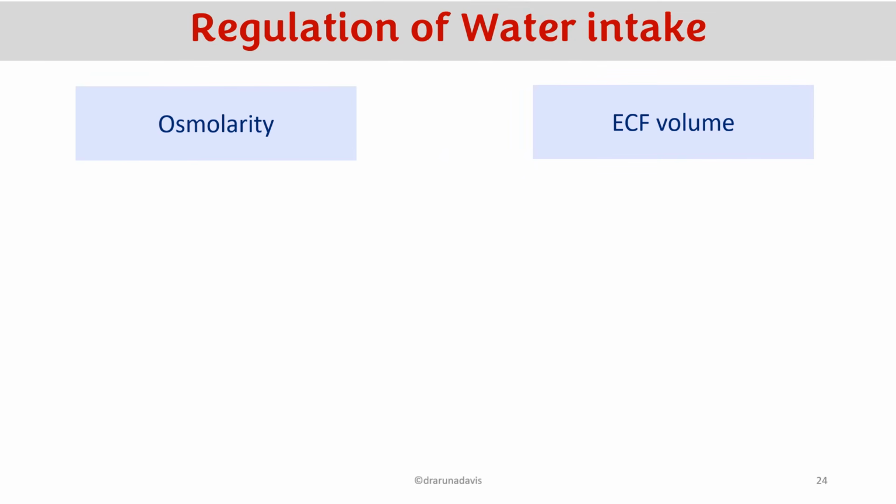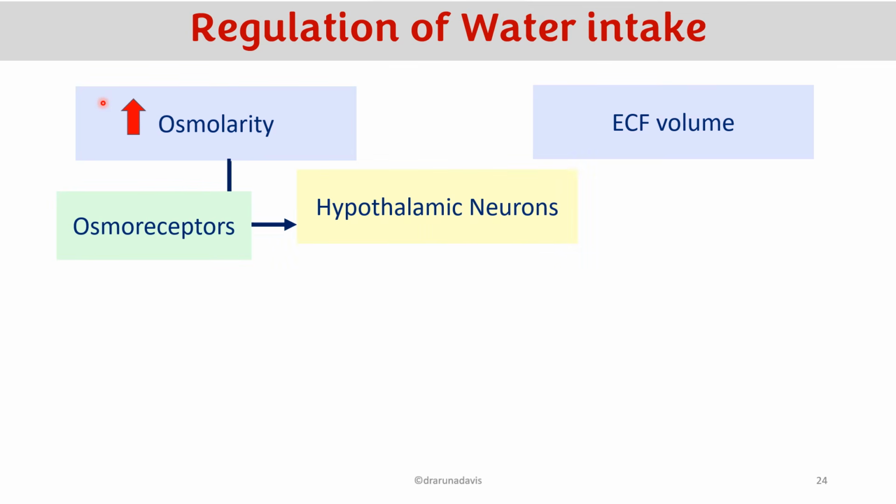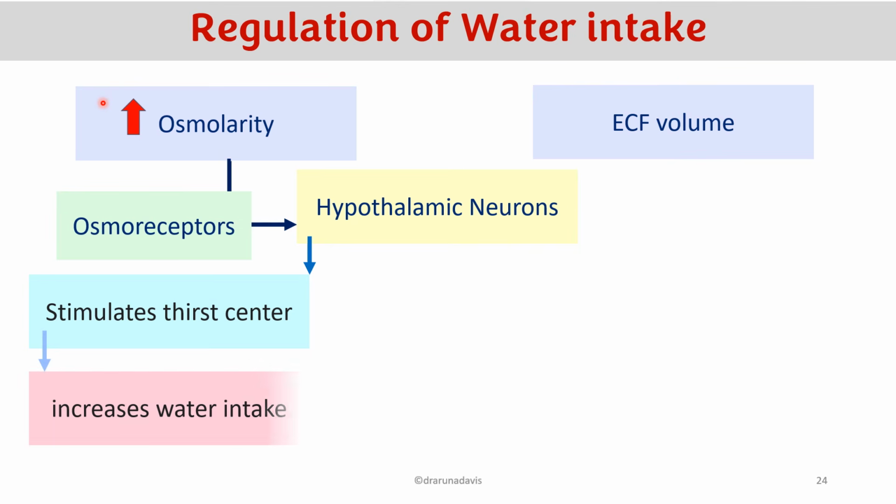So suppose the osmolarity of the blood increases. Suppose there's a lot of sweating, your osmolarity increases. Okay, what happens? That will be detected by the osmoreceptors that are present in the hypothalamus. This in turn will cause stimulation of the thirst center, so that the person will try to drink water. It increases the water intake.